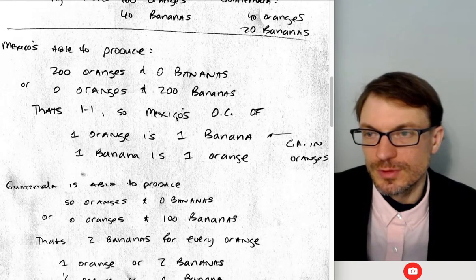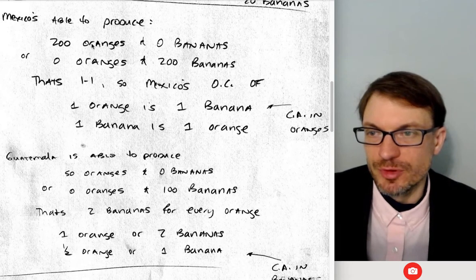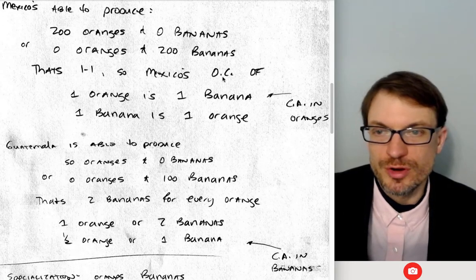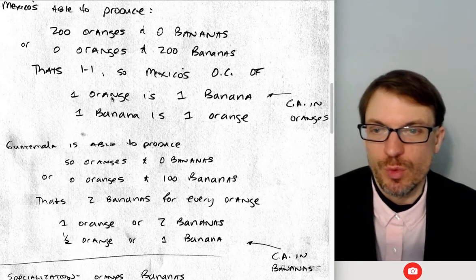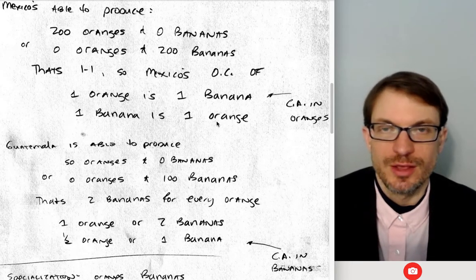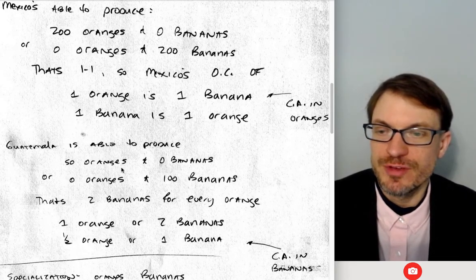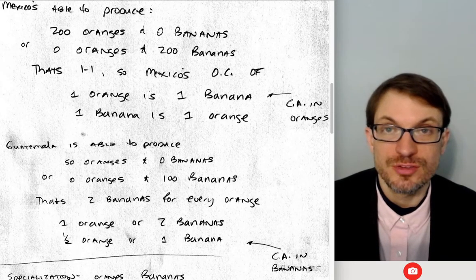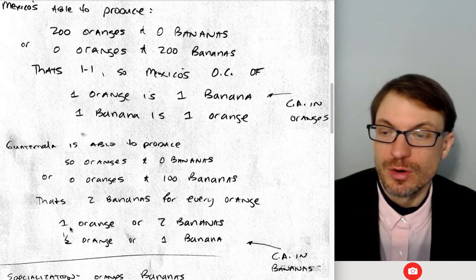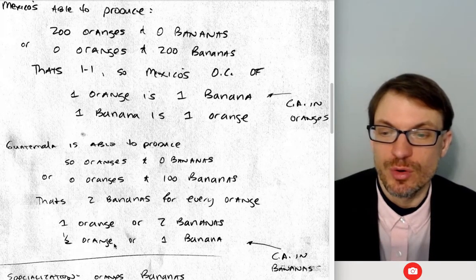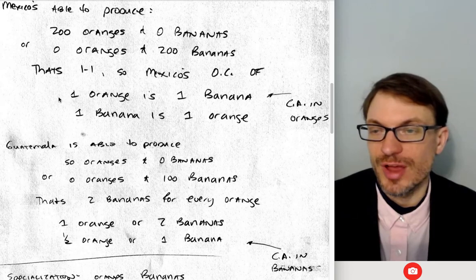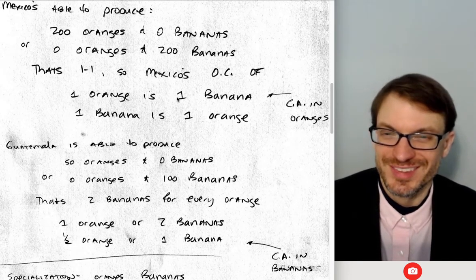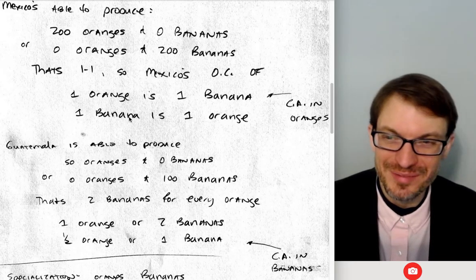So let's see. Mexico is able to produce 200 oranges or 0 bananas, or 0 oranges or 200 bananas. That's 1 to 1. So Mexico's opportunity cost of 1 orange is 1 banana, and 1 banana is 1 orange. What about Guatemala? 50 oranges and 0 bananas, or 0 oranges and 100 bananas. That's 2 bananas for every orange for Guatemala, or 1 orange for 2 bananas, 1/2 of an orange for 1 banana. These are just opportunity costs. I said that backwards.